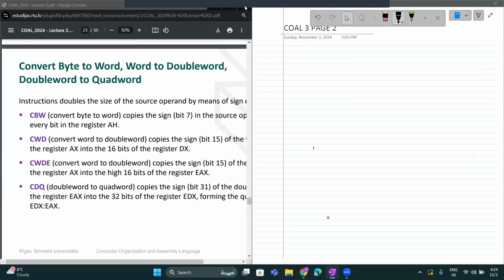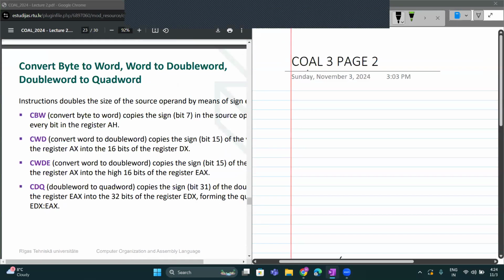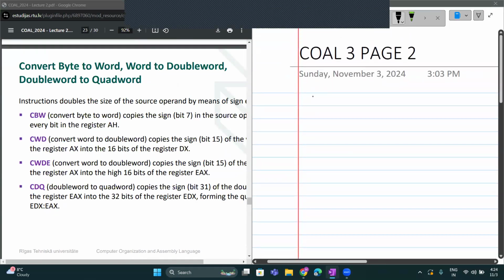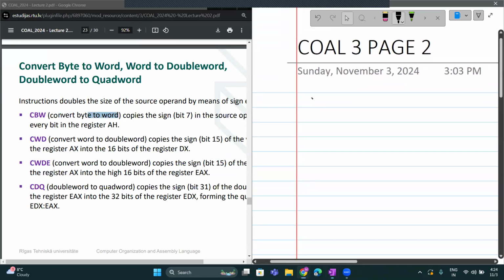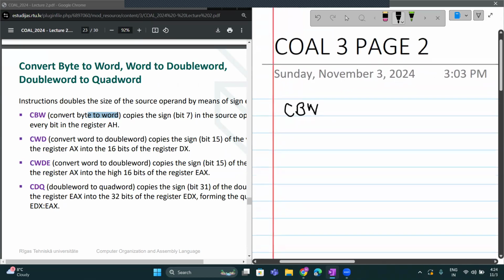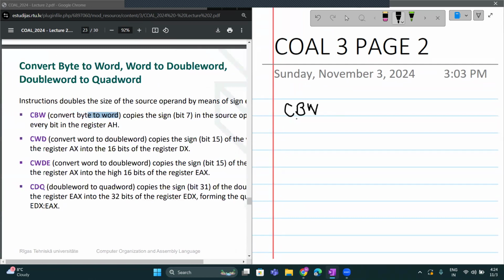All right, let's try to see these instructions. So CBW, what it does is converts byte to word. So what it means, CBW, it converts byte to word. And which byte?